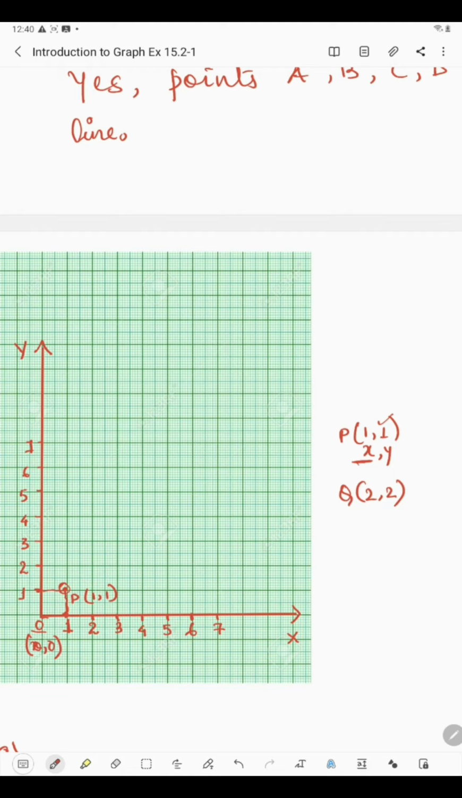Now here the value of x is 2, so we'll look at the x-axis. Now here is 2. Now we will have to put the value of y. To put the value of y, we will have to look at the y-axis. Now this is the value of x and the value of y. See 1, 2 here, right? So the two lines meet over here. So this is point Q, which is 2, 2.